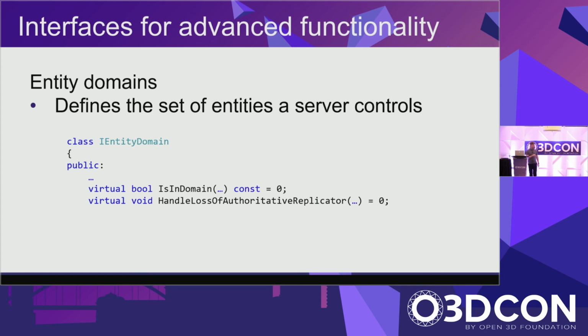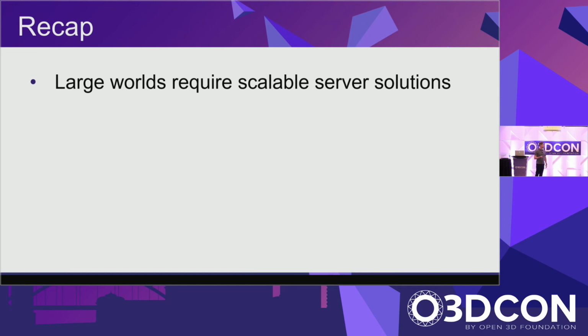The handle-loss method there is for the fault tolerance piece. So when you lose the authoritative replicator, that's what's going to get invoked, and that's how you can actually recover control of that entity. Okay, so I'm going to do a quick recap because I'm running out of time.